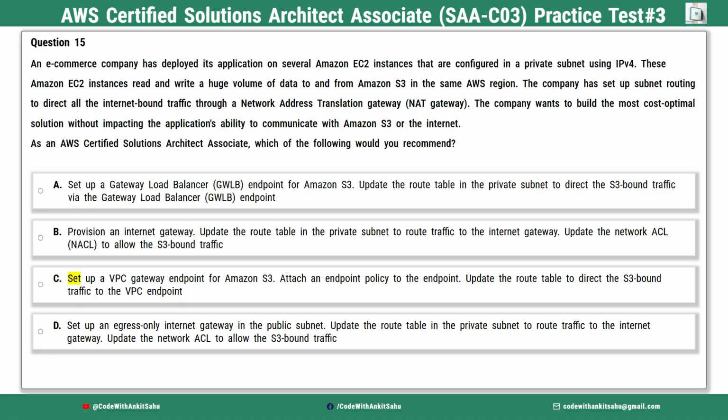Option C. Set up a VPC gateway endpoint for Amazon S3. Attach an endpoint policy to the endpoint. Update the route table to direct the S3 bound traffic to the VPC endpoint. Option D. Set up an egress-only Internet gateway in the public subnet. Update the route table in the private subnet to route traffic to the Internet gateway. Update the network ACL to allow the S3 bound traffic.